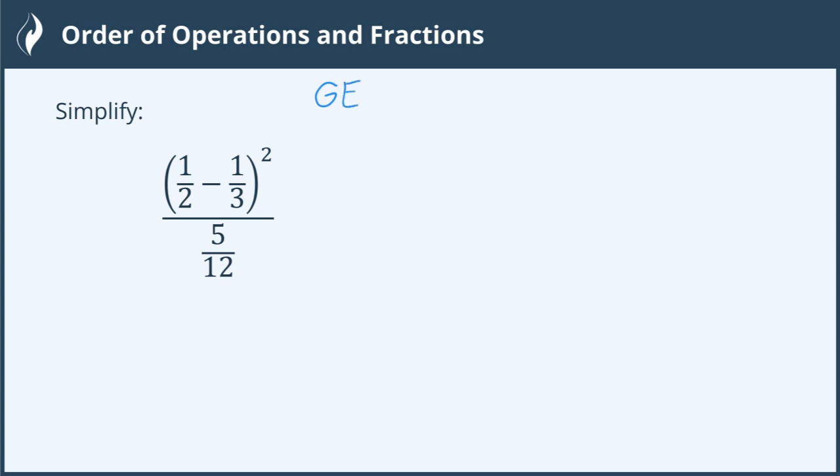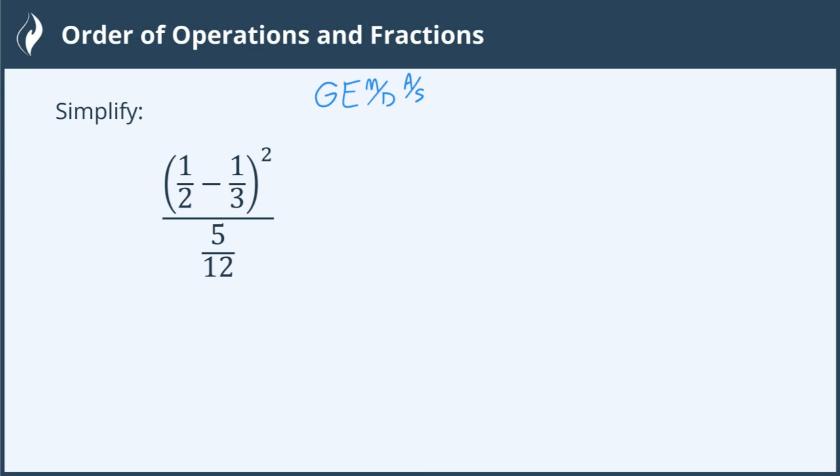Next come exponents. Next comes multiplication and division. Those are kind of on the same level, so we go left to right if we have both of them. And then addition and subtraction, again, same level, so we go left to right if we have both. Now in this expression, I do have some grouping expressions. I see that I have some parentheses, so I need to do the work inside the parentheses first.